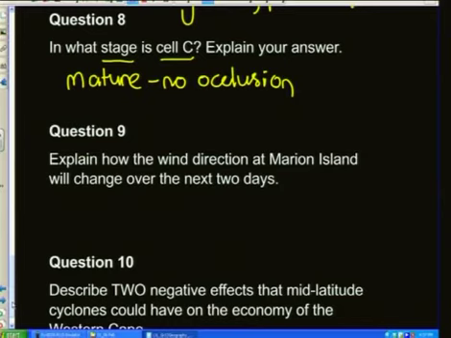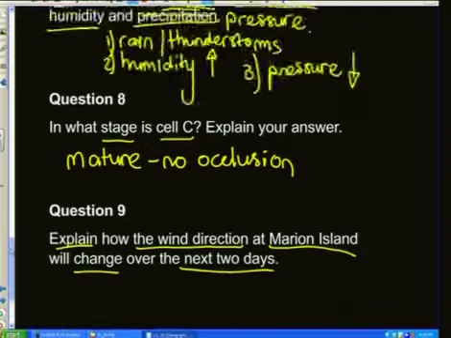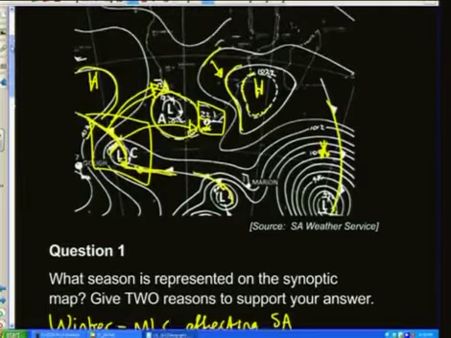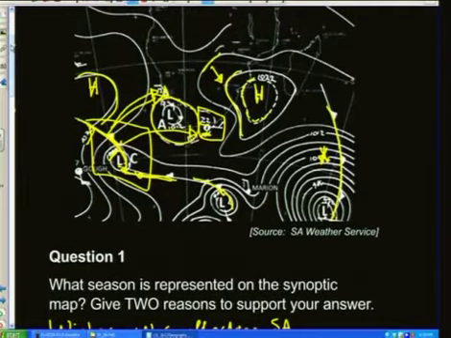Right, quickly. Explain how the wind direction at Marion Island is going to change over the next 2 days. So if we have a quick look again at Marion Island, that's quite a lot south of South Africa. There it is there. The wind direction in this case is going to be north or northwest even, maybe. Yeah, they'll accept either of those.